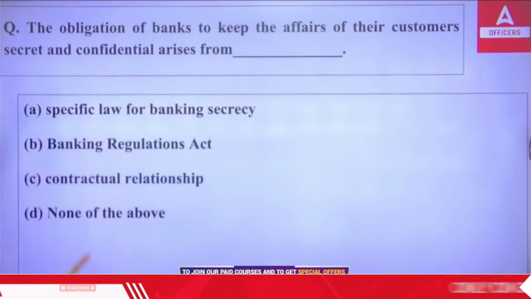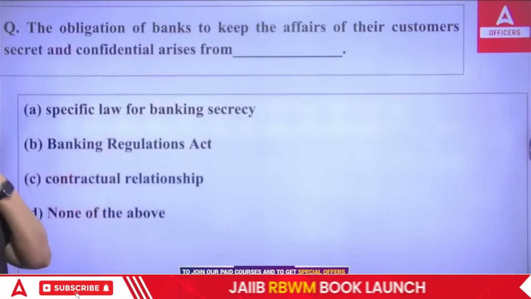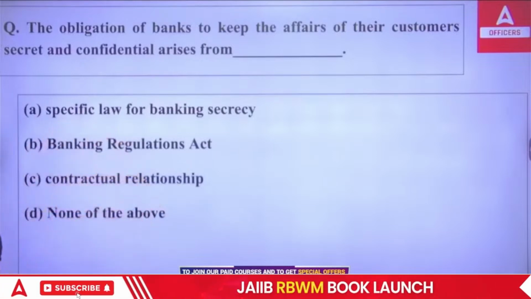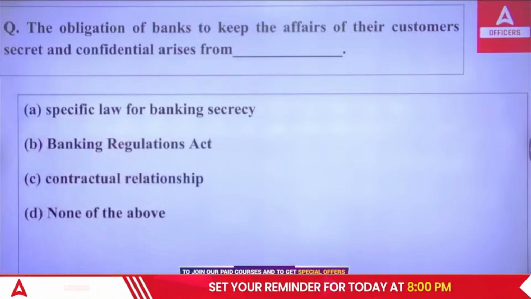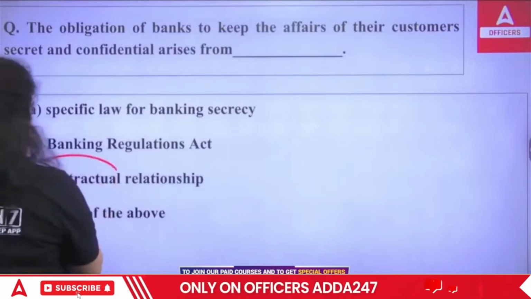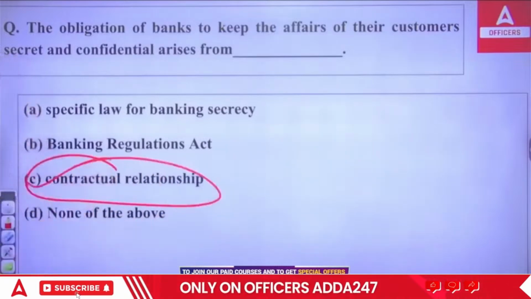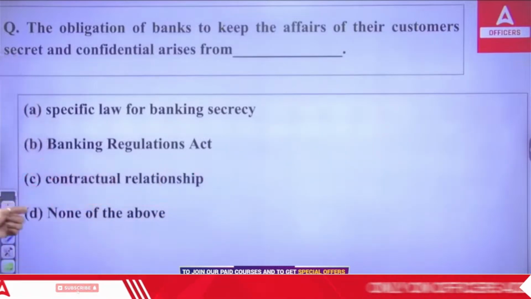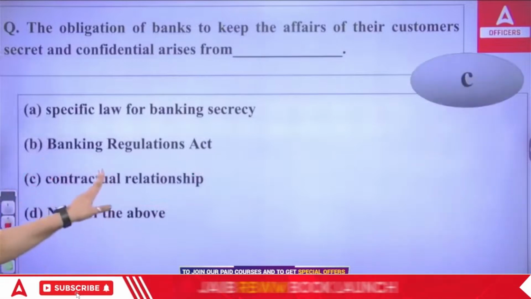So secrecy and confidentiality, the obligation of a bank towards the customer, comes from where? It simply comes from the contractual relationship the bank and customer have. So the right answer will be C.